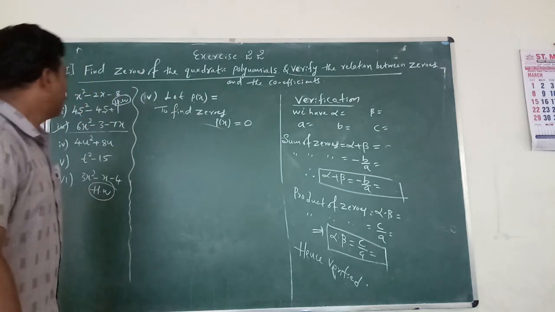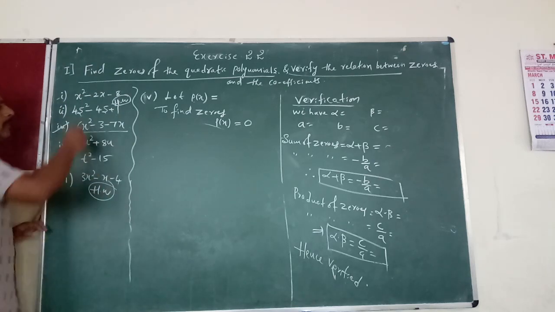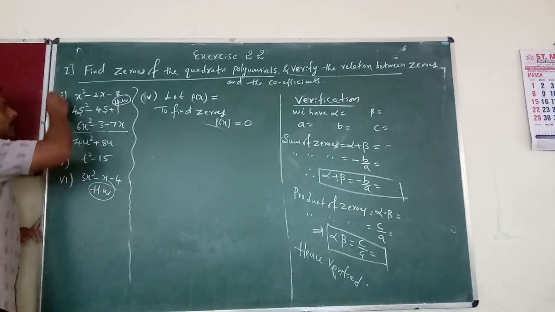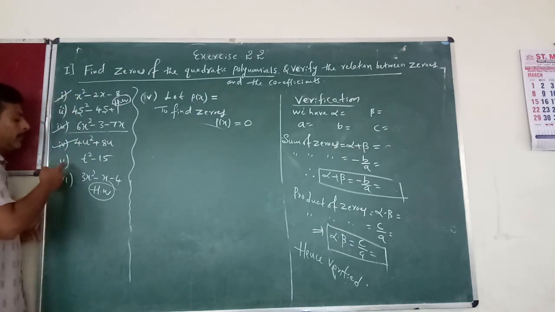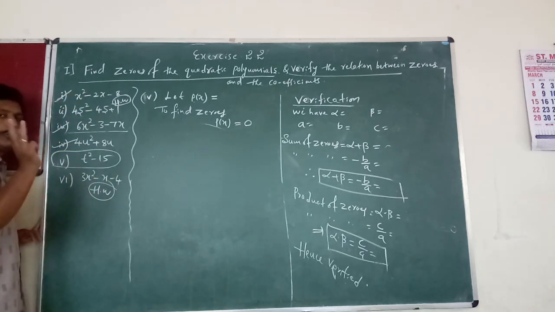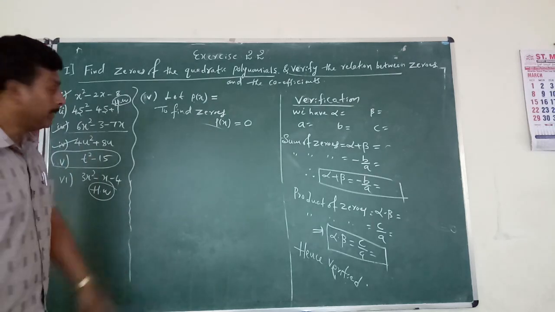Yes. Now we finished the first sum. Second sum I gave as homework. Third also I finished. Fourth also I finished. Now I am going to attempt the fifth one, which is the last from this section. 2 homeworks are there. This and this. You try and send that answer to me.